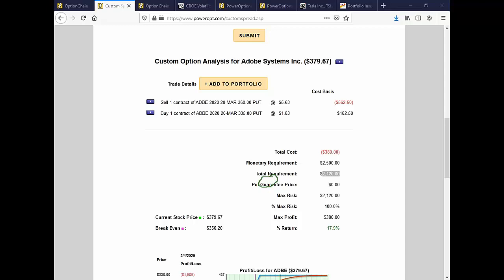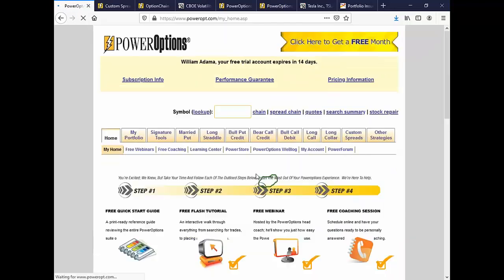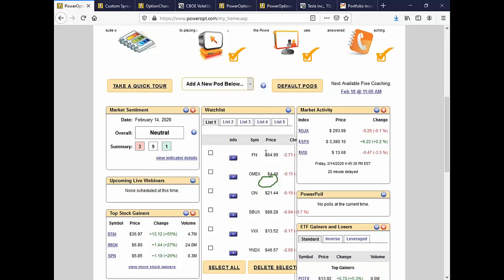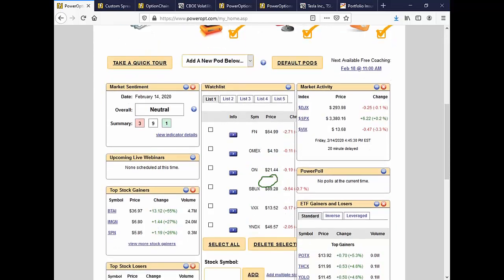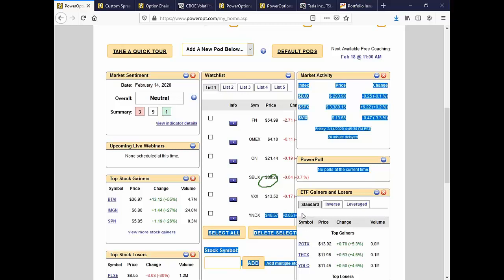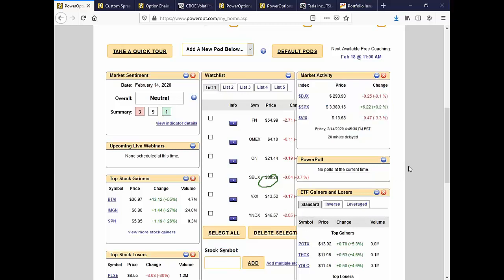Now, when we went to my homepage for Power Options, you saw my two stocks. It didn't show up well, but Fabrinet took a really big dip, and Yandex did. This was on earnings. When I saw the report for Yandex come out, I thought it was going to open much lower than this. I thought it was going to be a 10, 15% drop. It's only about a 4% decline.